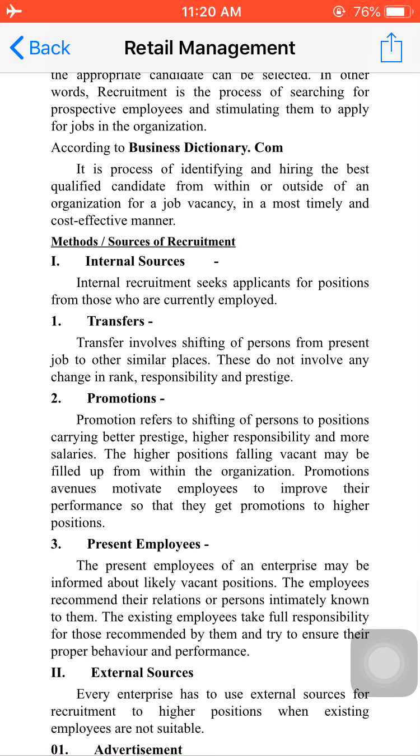Now, first we shall see the internal sources. Under internal sources, you have transfers. What is this transfer? You all will be knowing this. Transfers is nothing but change in the rank. Say, for an example, you can go. I'll just suggest you all the police department.